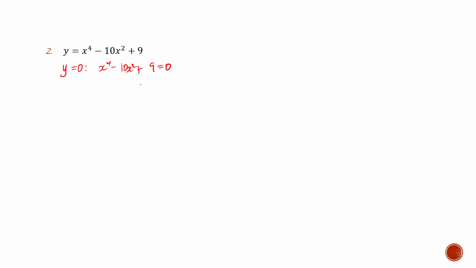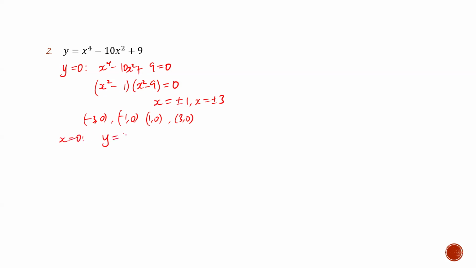So what do we have there? This is the same as x squared minus 1 times x squared minus 9 being equal to 0. So we have x being plus or minus 1 and x being plus or minus 3. So we have 4 points there: negative 3, 0, negative 1, 0, 1, 0, and 3, 0. So 4 intercepts there. Then when x is 0, we have our y simply being 9. So we have 1 y intercept over there.